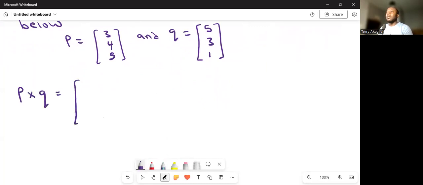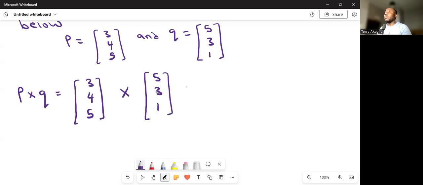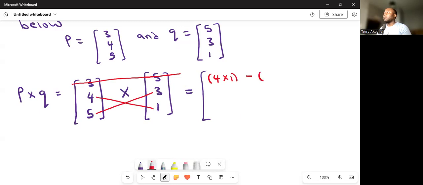All right, so we have our P here to be 3, 4, 5, multiplied by the Q, which is going to be 5, 3, and 1. Same principle. Take a red pen or something. You just cancel out the first one. So you're going to have 4 times 1 minus 5 times 3. 4 times 1, 5 times 3. Then you're done with that.